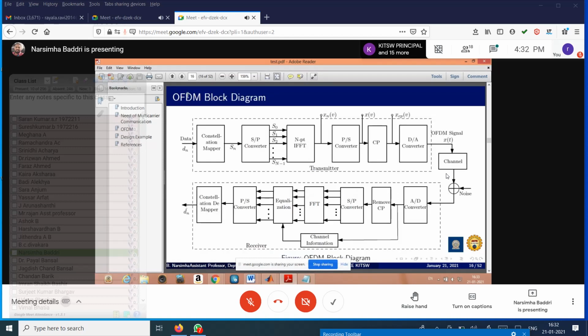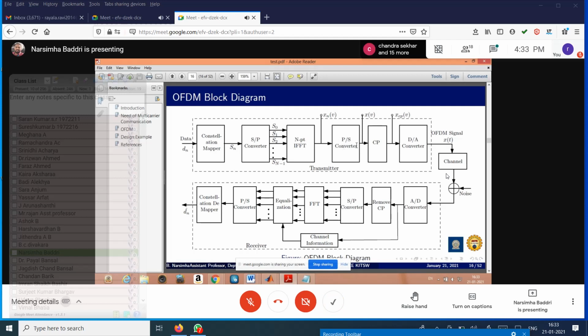Now coming to the entire OFDM block diagram. This will be the complete OFDM block diagram, and I am not considering any channel coding here, so it is uncoded data. The data d of n goes first to the constellation mapper, then the serial to parallel converter, so the data is split into parallel streams. Then an N-point IFFT is performed so that each and every symbol is assigned to a specific carrier. Then parallel to serial conversion.